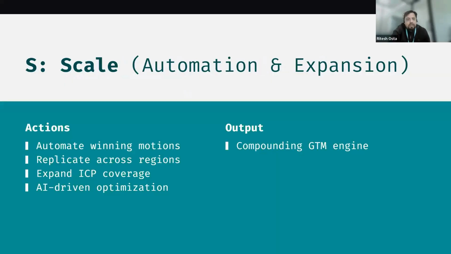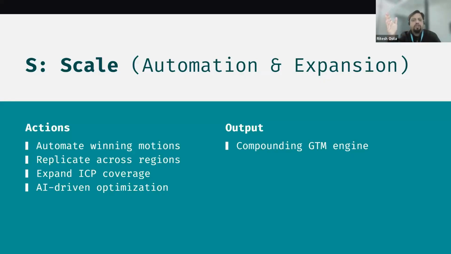Okay. And finally, once you reach a point where you have the product marketing fit or service marketing fit, where you have the go-to-market strategy, which is working for certain segment with certain messaging, then that is the time when you should really think about scaling, right? So automate winning motions, replicate across regions.